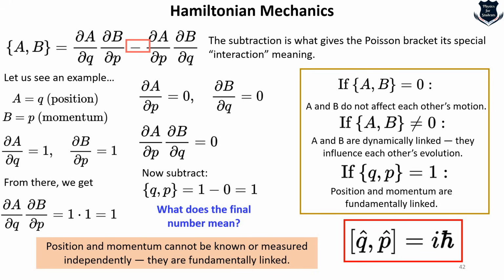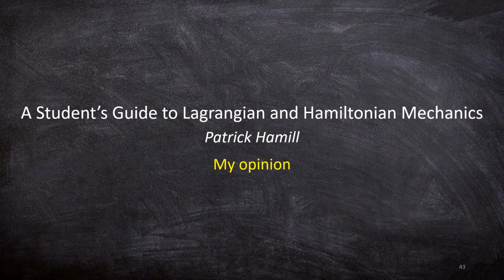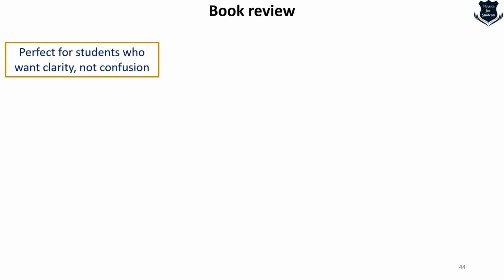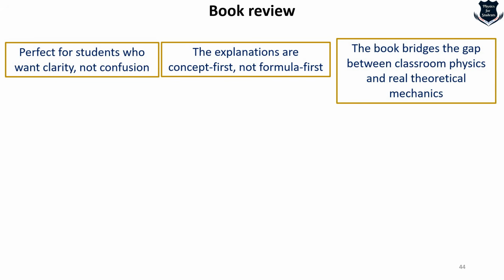So this is basically one of the very important parts of Hamiltonian mechanics, and there are other things also. So let me give you at last a quick idea or opinion about this book, A Student's Guide to Lagrangian and Hamiltonian. It is perfect for students who want clarity, and there is no confusion if you read this book. The explanations are concept first and not formula first. The book bridges the gap between classroom physics and real theoretical mechanics.